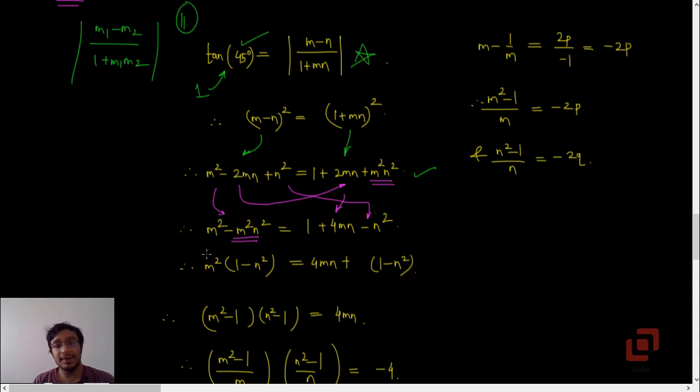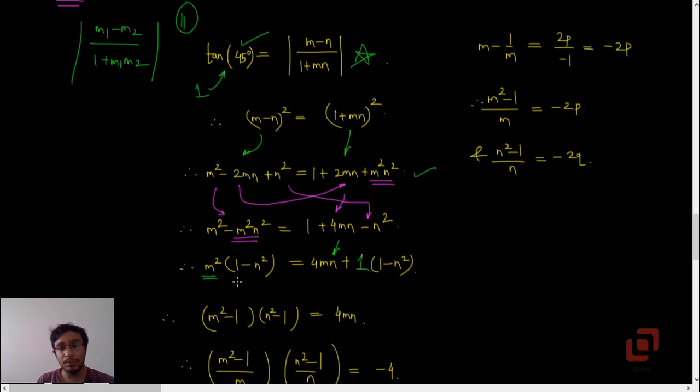Now what this does is, this allows us to take m squared common from the LHS. So that will be m squared into 1 minus n squared. And you have to keep 4mn as it is on the right hand side. And you have to combine 1 and n squared in a bracket. Now observe that you have got 1 minus n squared into 1 on the left hand side, and 1 minus n squared into m squared on the left hand side.